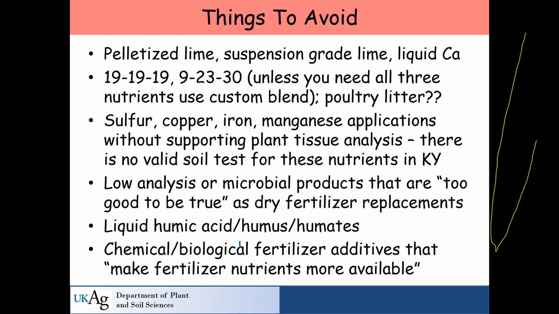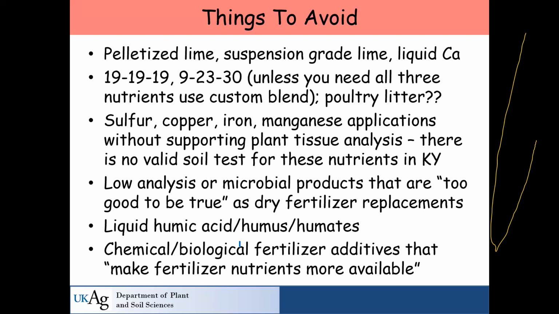Some things to avoid this fall and next spring. Pelletized lime and suspension grade lime are limes, there's no question, but they are too costly for most people to use in forages or row crops. And liquid calcium is mostly calcium chloride, and it's really expensive. In fact, if you want to buy liquid calcium chloride, go to the place where your road department gets it, because that's the liquid salt that's applied on asphalt to improve traction when the ice starts.